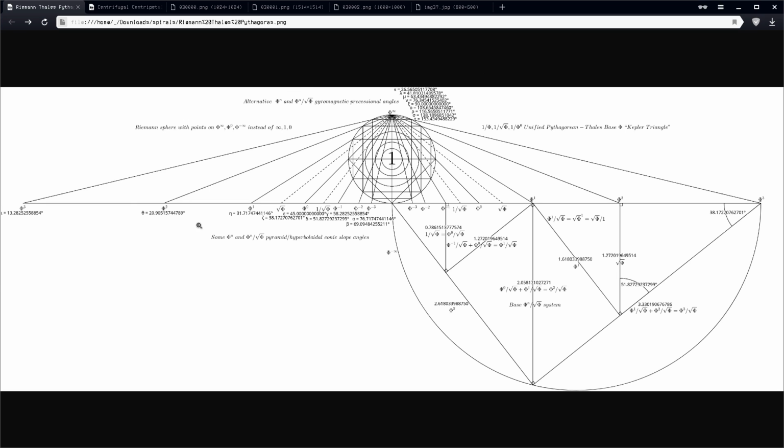Howdy. This is the unified Pythagorean Thales space phi Kepler triangle, and this is a Riemann sphere with points on phi infinite, phi to the power of 0, phi to the power of -3 instead of infinite, 1 and 0. And these are all the alternative phi or square root phi based pyramid hyperboloidal conic slope angles.